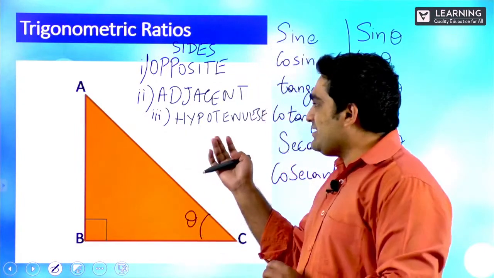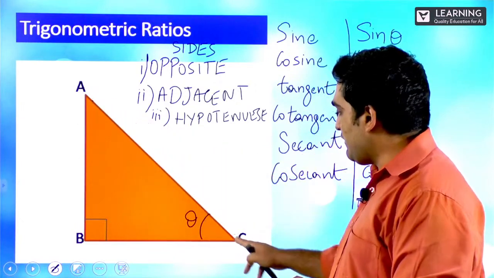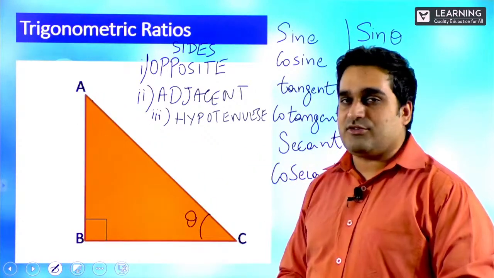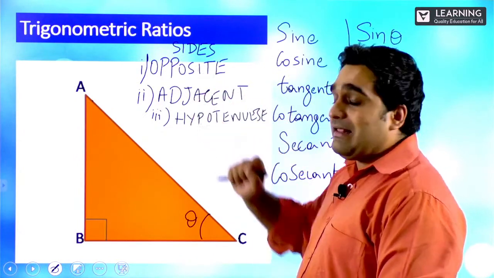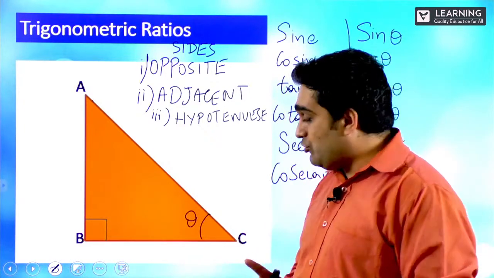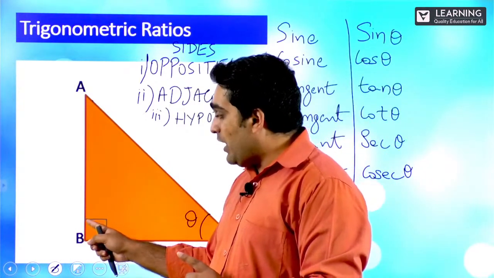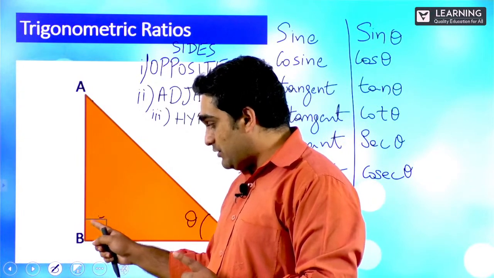Now, for you it is very easy to identify the hypotenuse. You could just say that the given line AC is the hypotenuse, a simple task. But what about the opposite and the adjacent side? First, what I want you to do is take a look at where the right angle is placed.